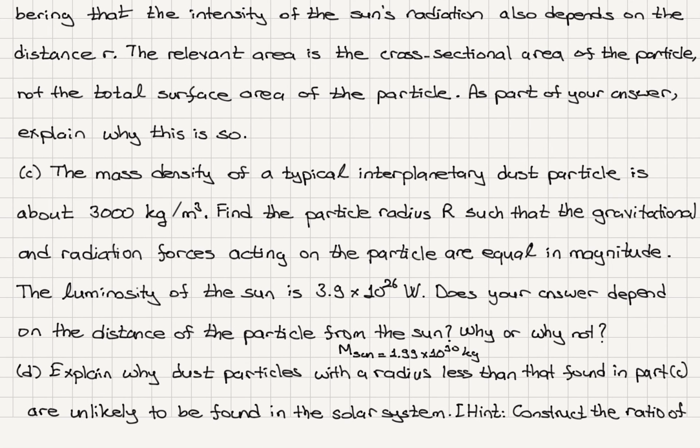Part C, the mass density of a typical interplanetary dust particle is about 3000 kilograms per meter cubed. Find the particle radius capital R such that the gravitational and radiation forces acting on the particle are equal in magnitude. The luminosity of the Sun is 3.9 times 10 to the 26 watts. Does your answer depend on the distance of the particle from the Sun? Why or why not? Mass of the Sun is 1.99 times 10 to the 30 kilograms.